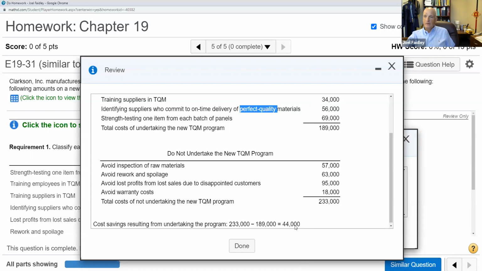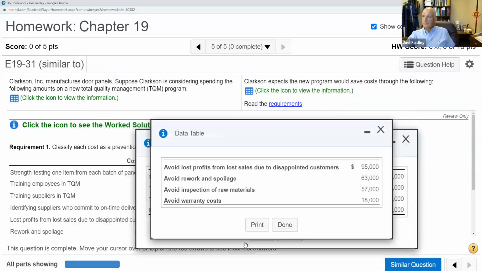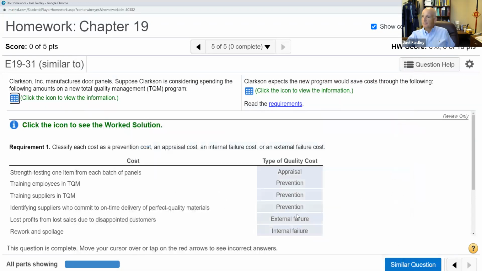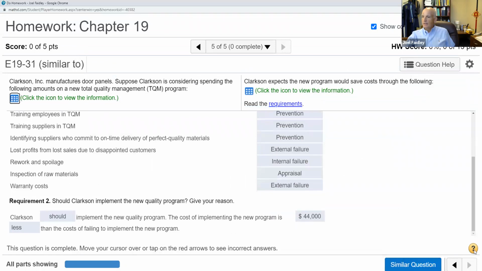I like the payback we learned in chapter 26. Remember that? All right. And there's the answer. They should implement the new quality program, $44,000 less than the cost. So that is chapter 19. So continue on and we'll look at the next chapter in a future video.